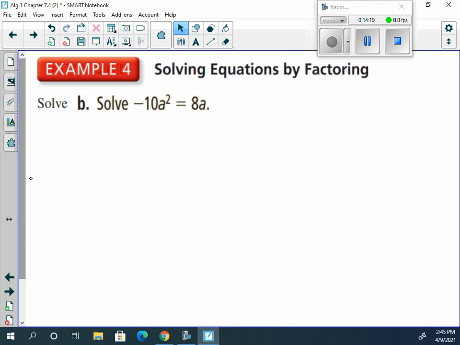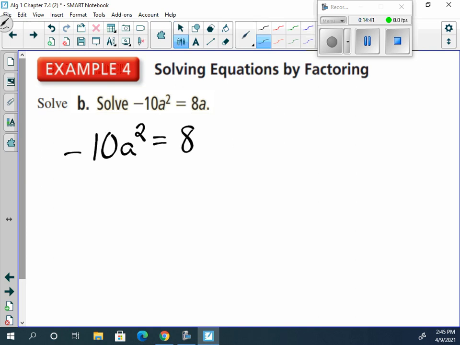Personally, I like keeping the a squared, the term with the biggest exponent, positive, because it's a little bit easier to work with. So right now, is the term in front of a squared positive? No. So if I move it over to the 8a, how would I move it? What would we have to do to both sides? So how would we move the 10a squared over to the other side? What would we do to both sides?